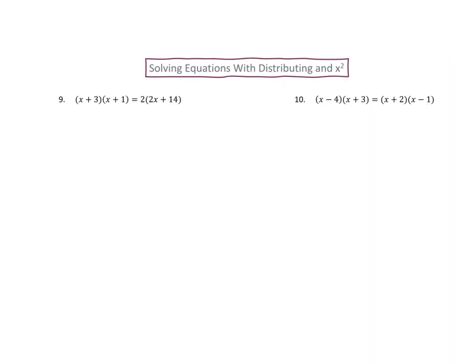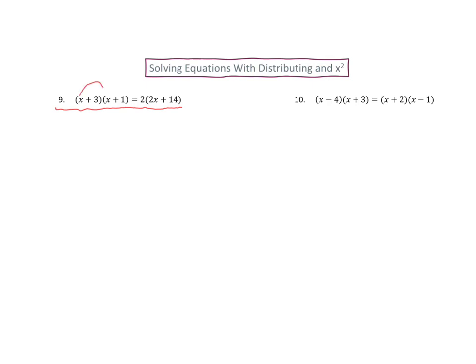Okay. Now we have distribution and an x squared term. Let's take a look at 9. It says x plus 3 times x plus 1 equals 2 times 2x plus 14. And we have to distribute out all that stuff before we start to solve. So, here we go.